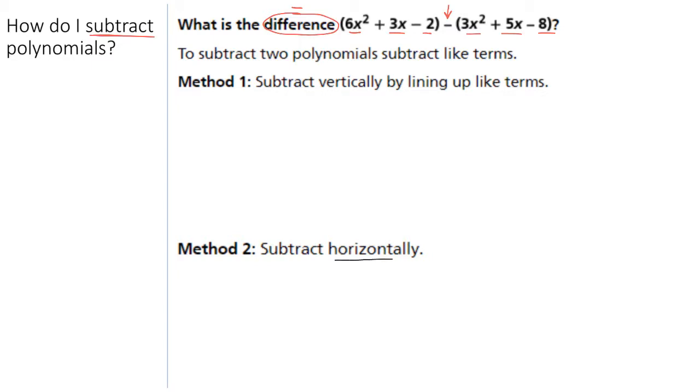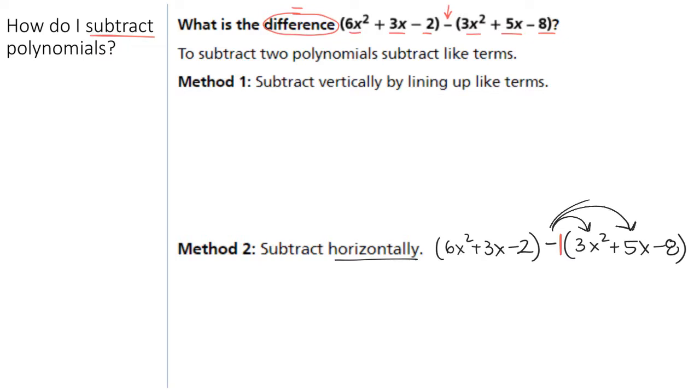So again, I'm going to start horizontally because that's the more traditional method. So we have 6x squared plus 3x minus 2, and I am subtracting 3x squared plus 5x minus 8. Now you might remember when we were adding, we talked about the fact that there's this imaginary 1 in front of that second polynomial. Well, in this case, when we distribute a negative 1, it does end up changing the signs of that second polynomial.